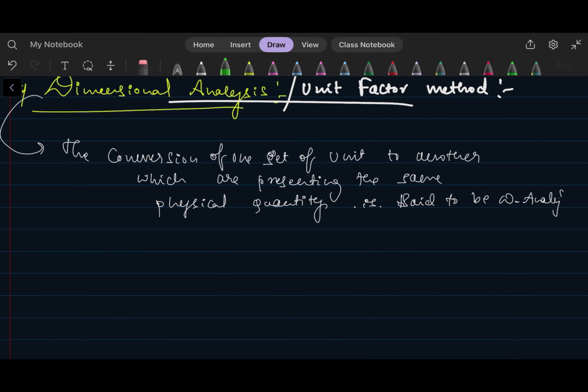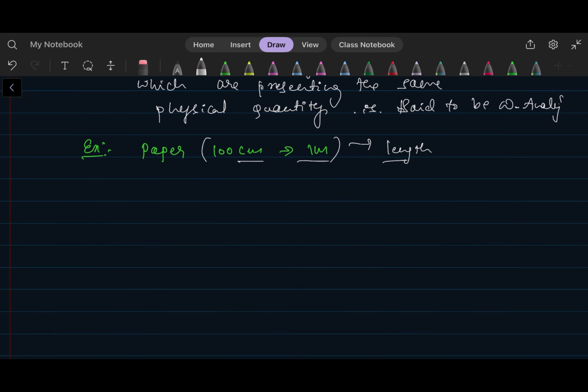Like if one particular paper is 100 centimeter, then I can convert into meter, then I can convert into decimeter, like this. We are changing the unit only but not the physical quantity, which I am mentioning in terms of length. Centimeter is in terms of length, 1 meter is also in terms of length. So these many things we have to discuss one by one. How this is going to be helpful in the physical problems in physical chemistry.